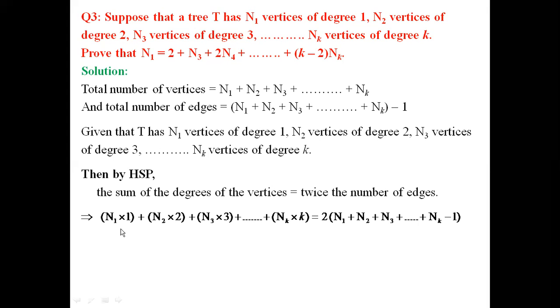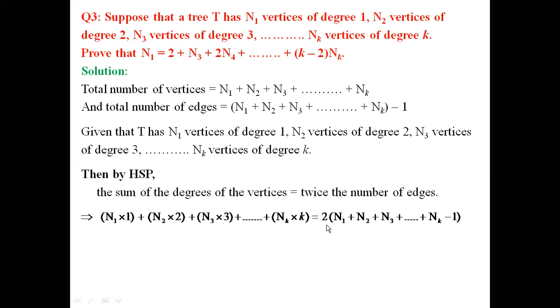We take the sum now, left hand side. There are n1 vertices of degree 1, so we have n1 into 1. We have n2 vertices of degree 2, so we have written n2 into 2. n3 vertices of degree 3, etc., up to nk vertices of degree k. So nk into k, equal to twice the number of edges.